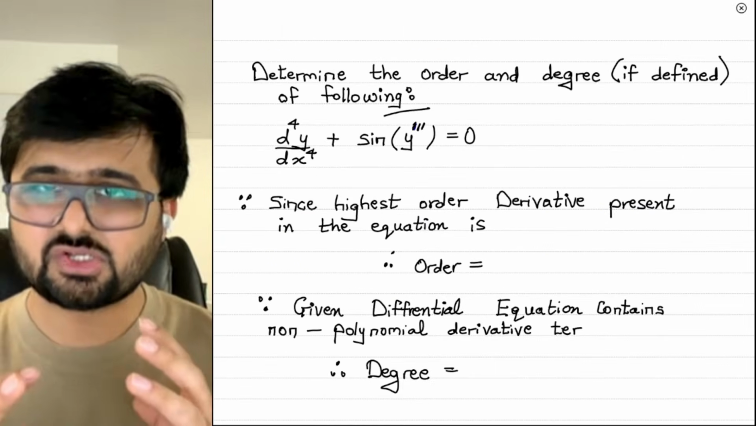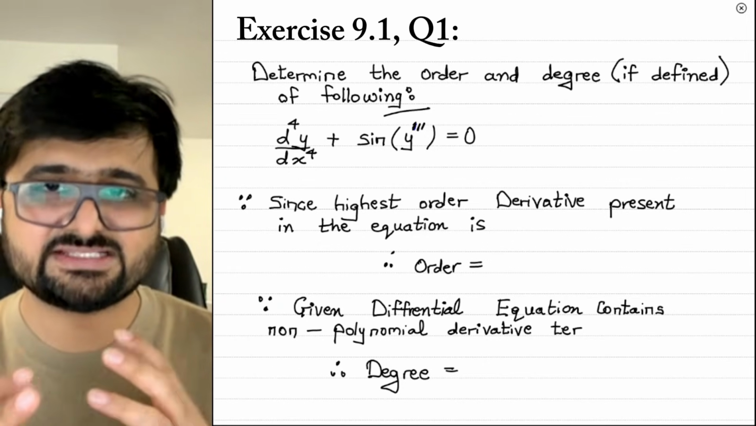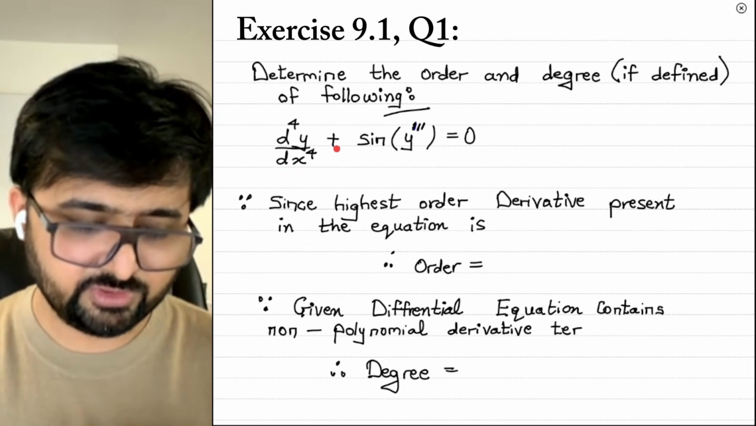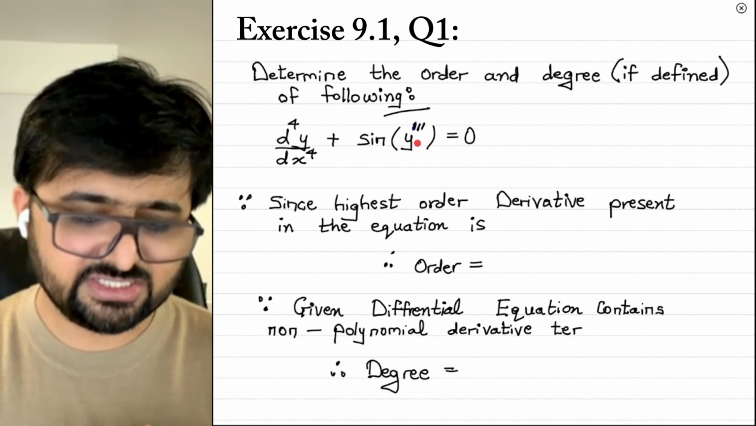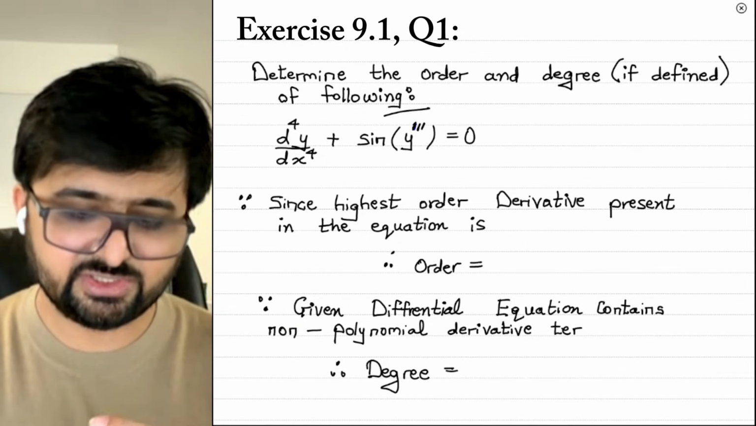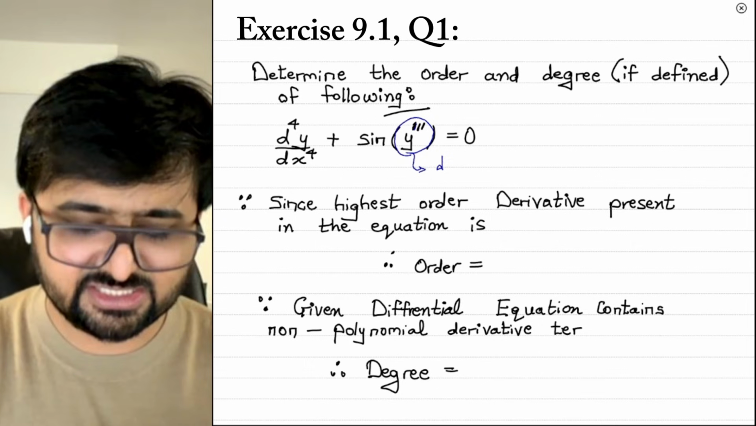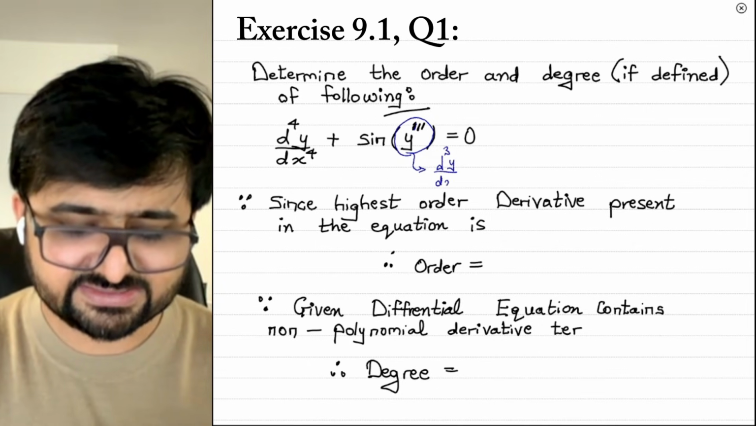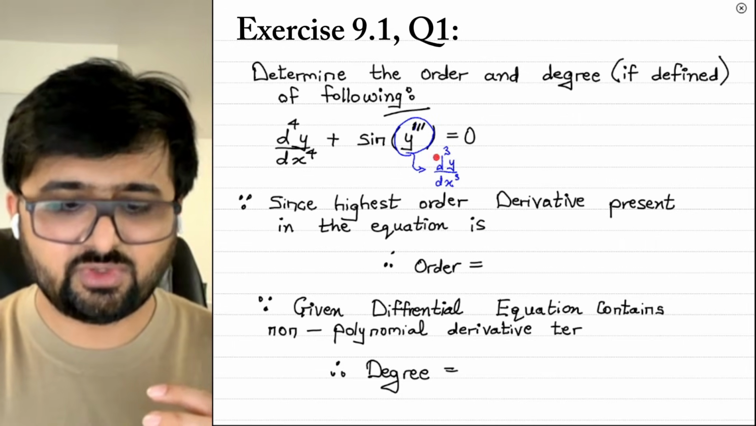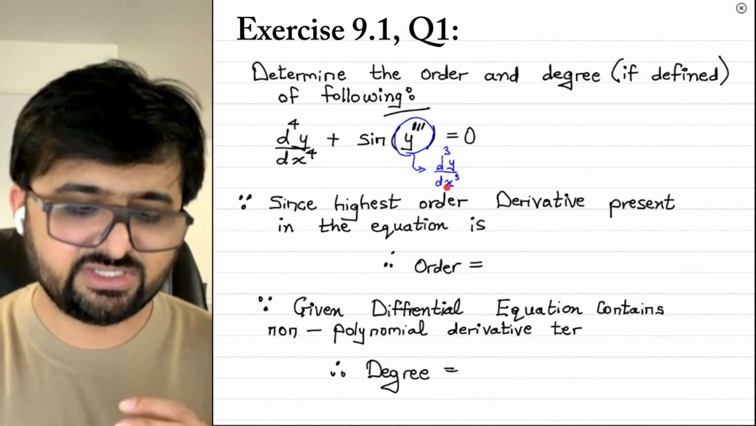Now that we understand the concepts of the order and the degree of the differential equation, let's try to solve some examples. In the first example, we have d4y by dx to the power 4 plus sine y triple dash is equal to 0. Since it contains the derivative terms, this is a differential equation. From the notations, we know that this y triple dash is nothing but d3y by dx cube. It's the third order derivative of y with respect to x, since there are three dashes.